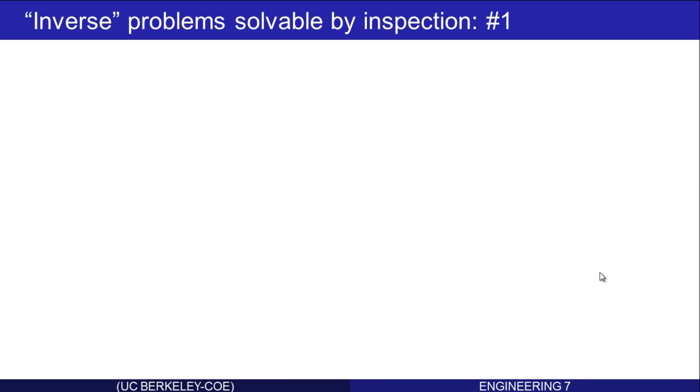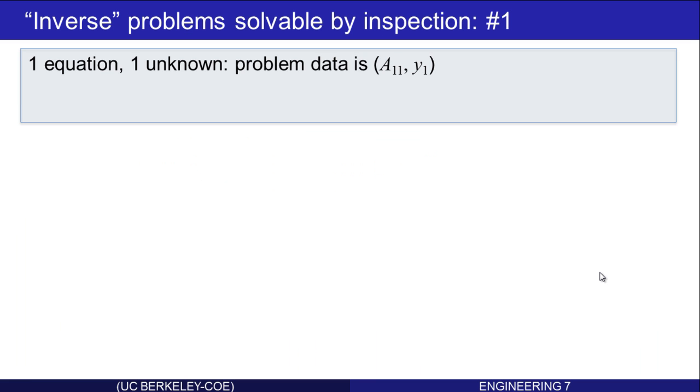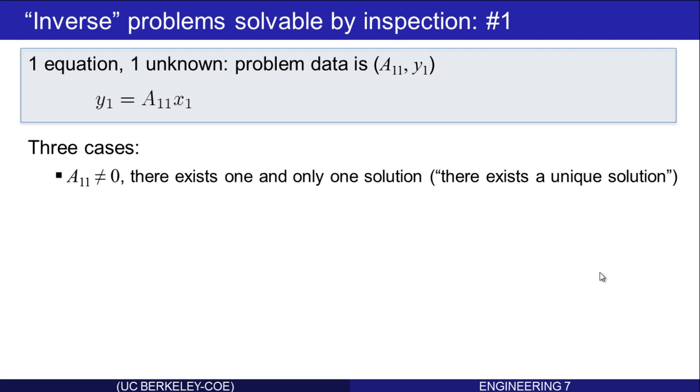There's a bunch of inverse problems that can be solved by inspection. Here's the first one. One equation, one unknown. The problem data is a11 and y1, and this is the system of equations. As mentioned, it's one equation, one unknown. There's really three cases to the solution.